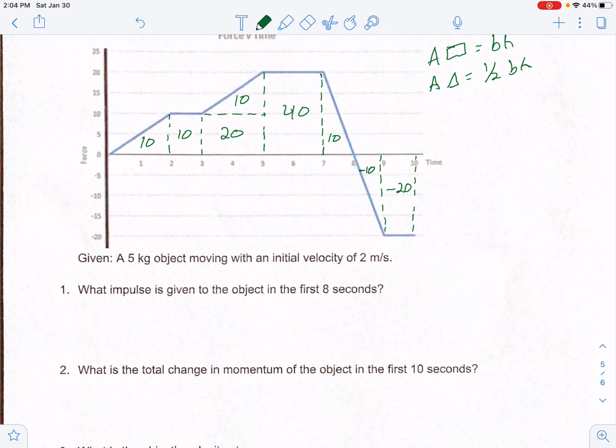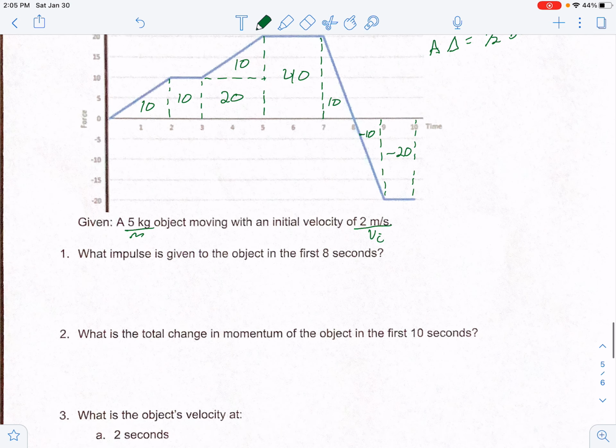Okay, given a 5 kilogram object, so they gave me a mass, is moving with an initial velocity of 2 meters per second, so this is VI. There's a chance you may see something where it has an initial velocity of 0, which would just honestly make things easier. You'll see that in a second when we start doing the actual math, but for now they gave us an initial velocity, so we'll just go ahead and do the more difficult one. If you have an initial velocity of 0, then it's going to be a little bit easier.